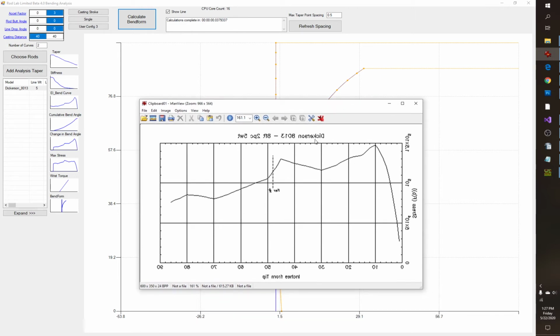There were some issues with this that I found, and the first issue is that bamboo is not a homogeneous material, and Garrison's method treats it as such.